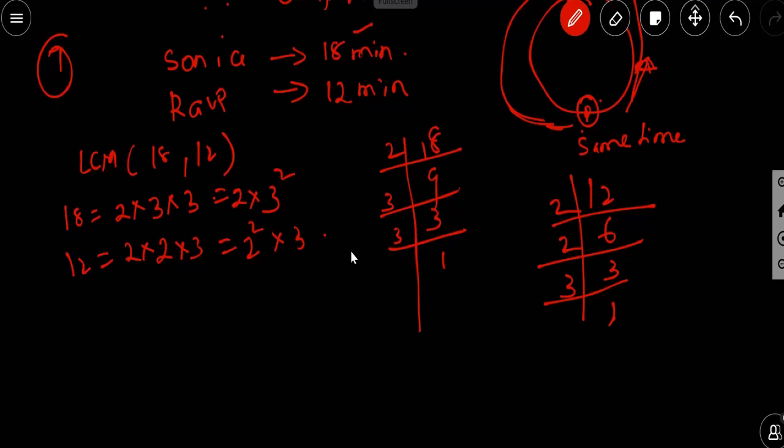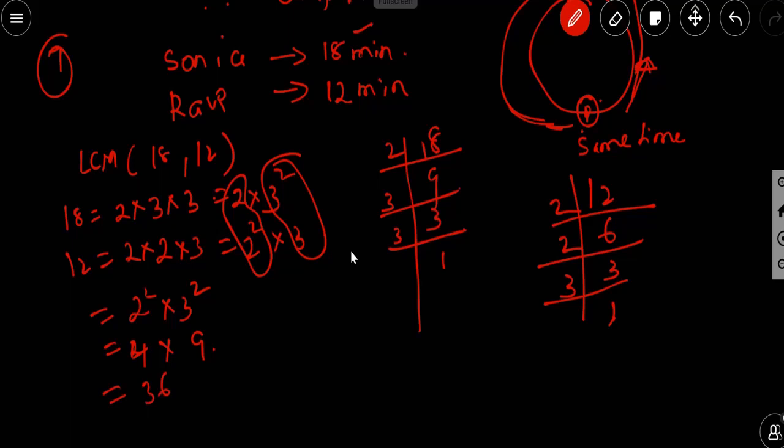Now we have to check the common numbers. We have to take the greatest power of each. The greatest powers give 2 to the power of 2 into 3 to the power of 2. That means 4 into 9, and 9 fours are 36. So they will take 36 minutes to meet at the same point.